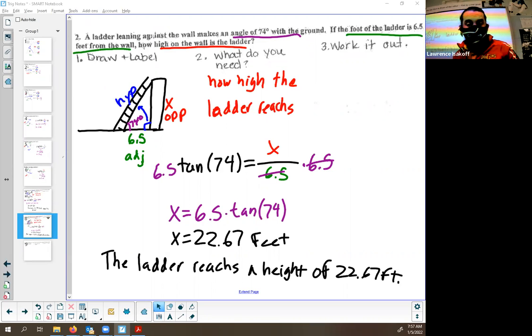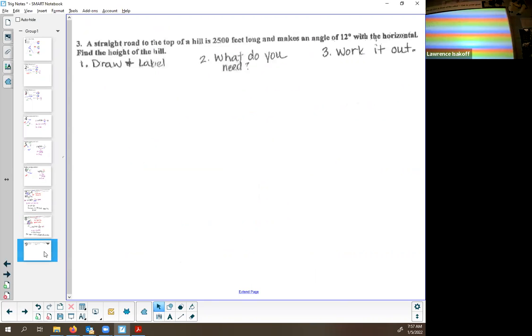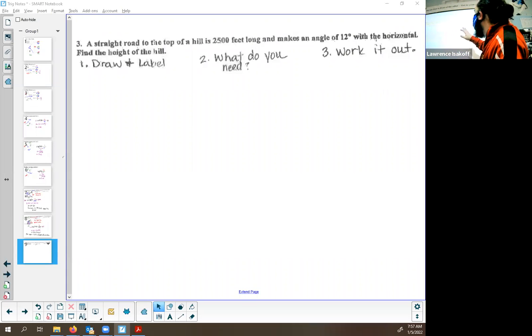There we go. There's that timer. So we've got one more example here. A straight road to the top of the hill is 2,500 feet, and makes a 12-degree angle with the horizontal. We want to find out how tall this hill is.